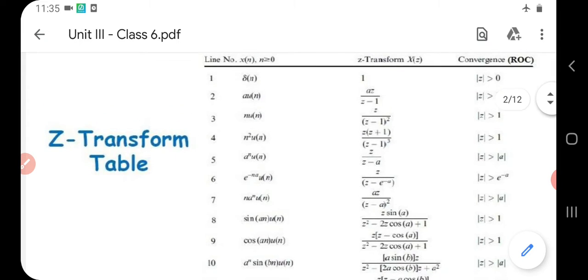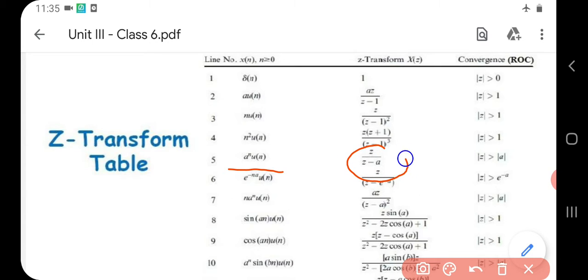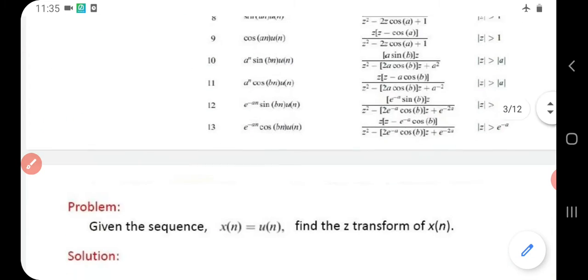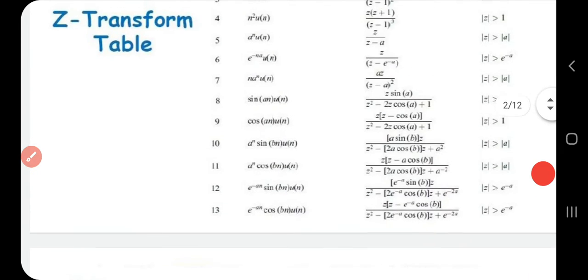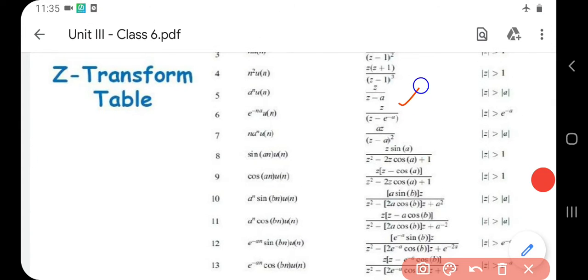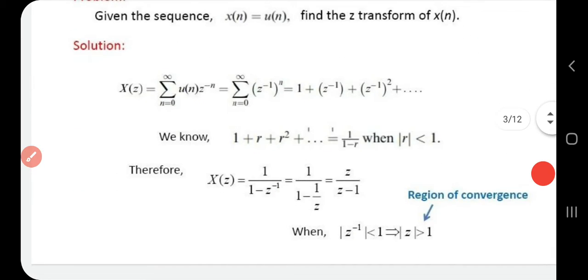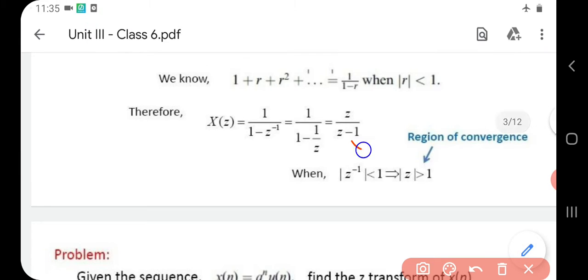A raised to n u(n), what is it in the table? Yes, a raised to n u(n). What is its Z transform? Z by z minus a. What is the region of convergence? Modulus of z greater than a. So here, in place of a in this particular question, it is 1. So what will be your answer? Z by z minus 1. See, the answer is given, z by z minus 1, and this is the region of convergence. So if you know the table, you can write the answer all of a sudden.